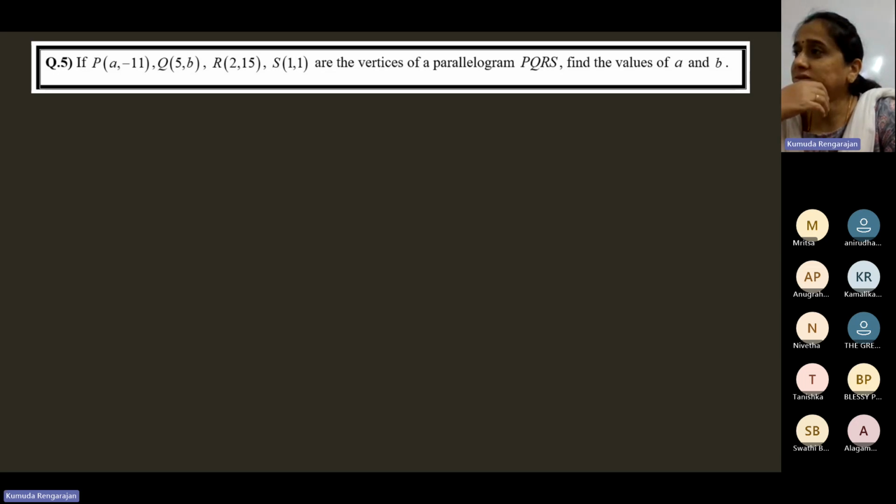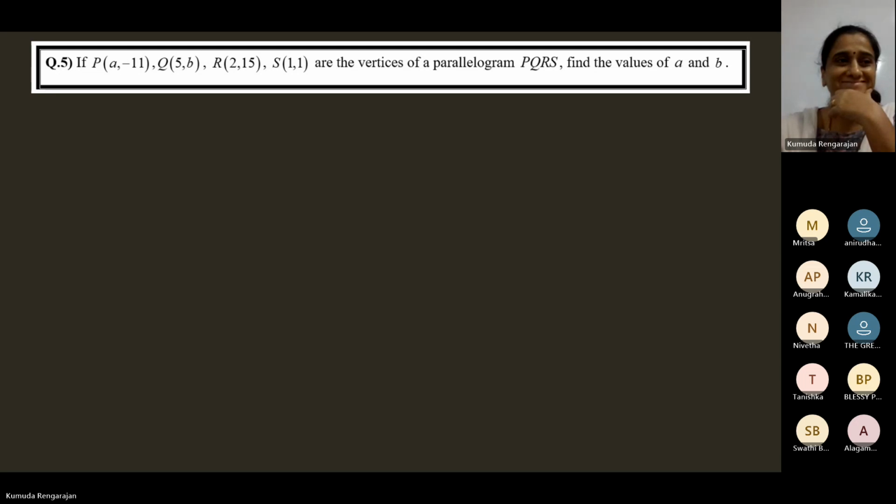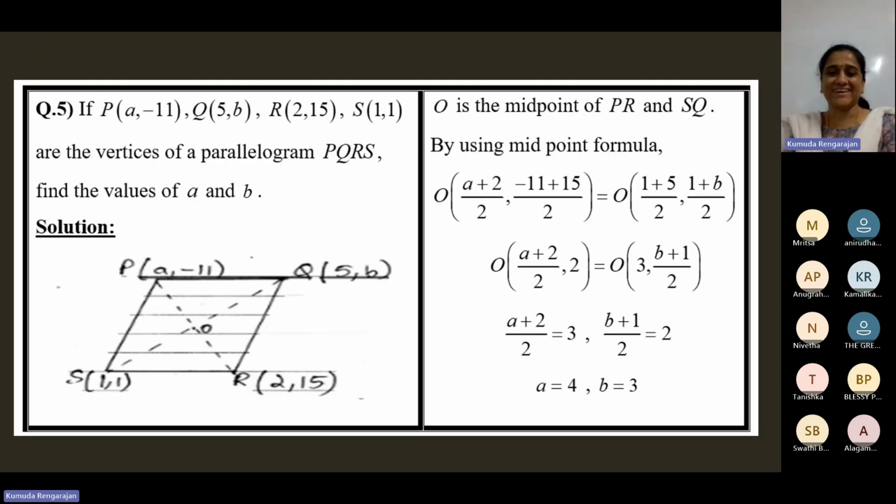You have to rework, is it? You have to rework. Okay. So what are the values of A and B? 4 and 3. Okay. A is 4, B is 3. Okay. Yeah.